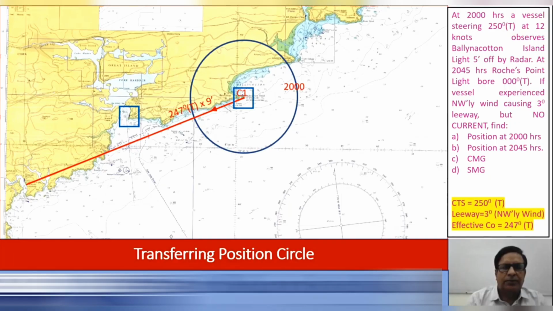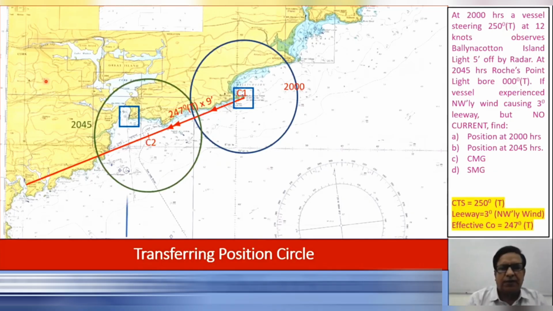247 degrees into 9 miles, we get point C2. That means now C1 is transferred to C2 because there is no current in this question. So with C2 as the center and 5 miles as the radius, we draw the transferred position circle. Why? Because C1 C2 is also the CMG and C1 C2 is also the distance made good. So we draw the transferred position circle. Green position circle is the position circle for 2045.